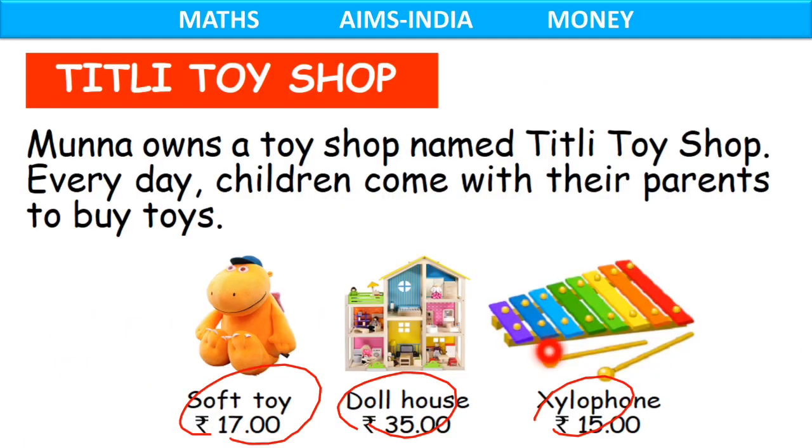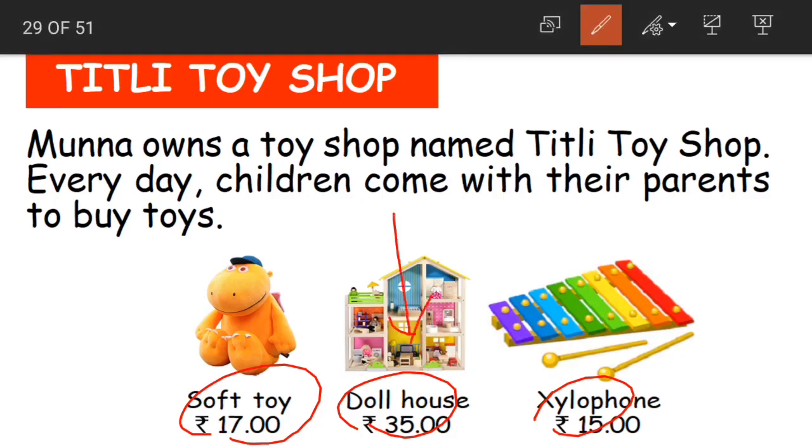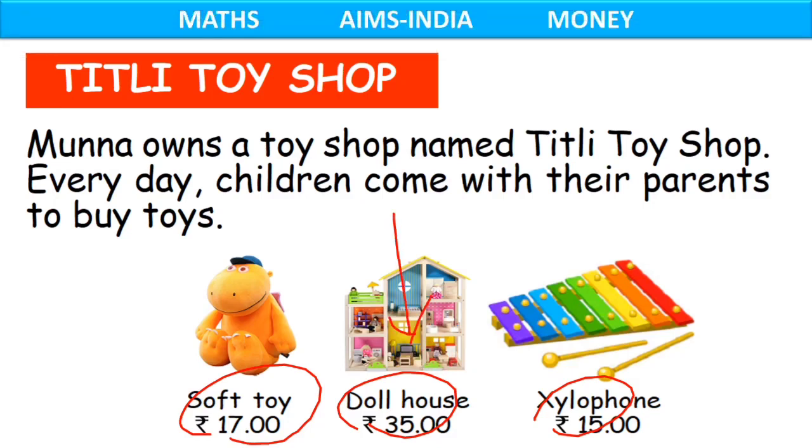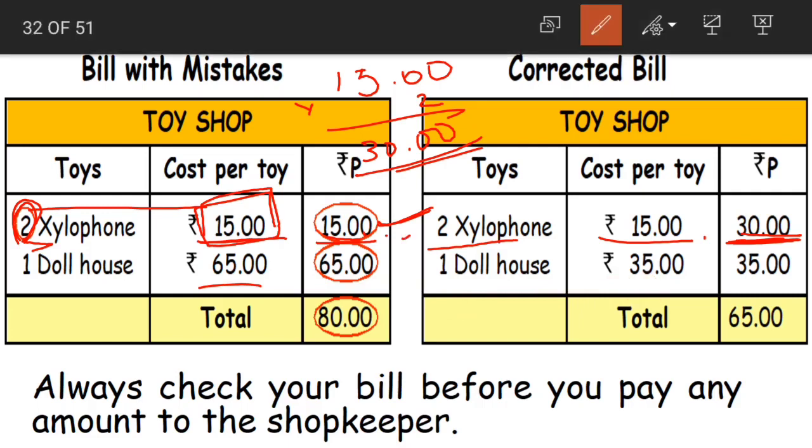here the doll house cost is given as 35 rupees. Can you see children here below? The cost of doll house is 35 rupees. But what did Munna do here? He wrote the cost as 65 rupees. Yes, so the amount is wrongly stated. What is the correct bill now? The cost of two xylophones is 15 into 2, 30 rupees. And the cost of one doll house is 35 rupees.